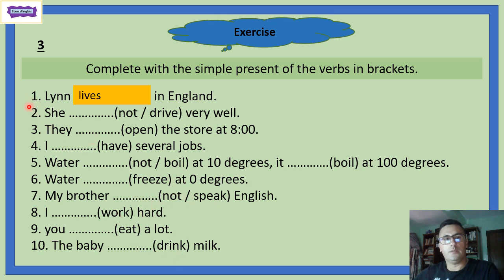Par exemple, number 1, première phrase, Lynn lives in England. Number 2. She, le verbe c'est to drive à la forme négative. Very well. 3. They, le verbe c'est to open à la forme affirmative. The store at 8. I, le verbe c'est to have several jobs. Ainsi de suite. Alors pour ne pas perdre bien sûr de temps, on passe directement à la correction. Vous pouvez bien sûr mettre pause à la vidéo.